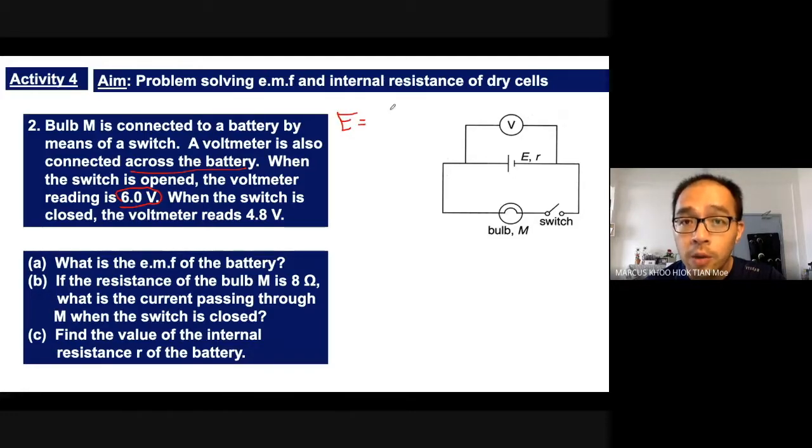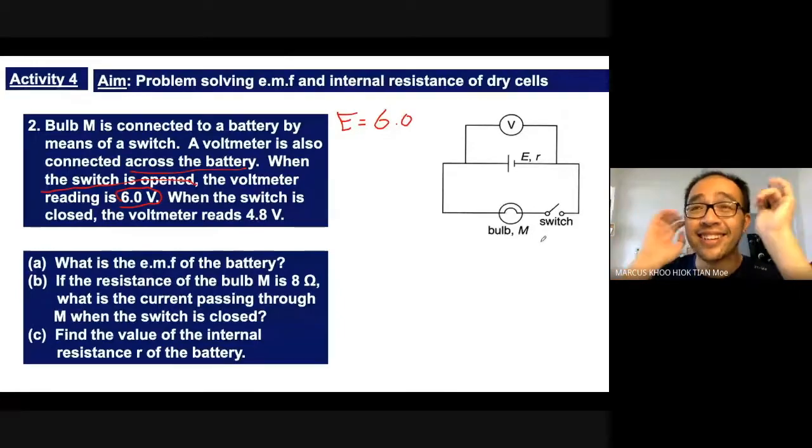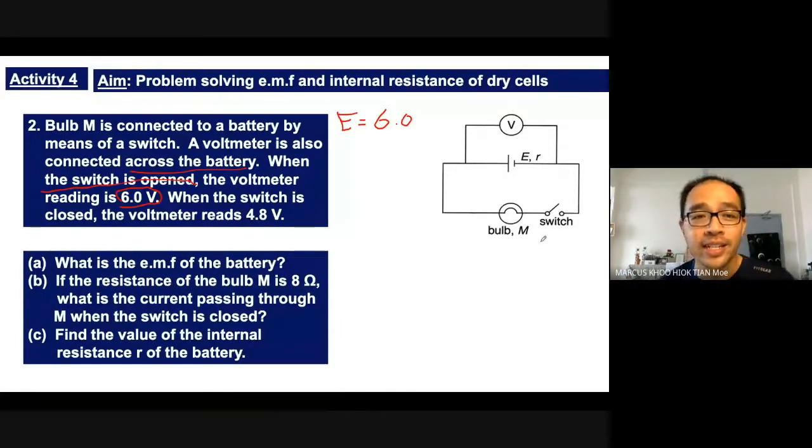How do you know that it is the E.M.F? Because of the words "when the switch is open". Switch is open is this condition, switch opened. This is a real complication. For those who normally speak standard Malay, switch closed and switch open, in scientific language, closed and open mean something different. When the switch is closed, the reading is 4.8 volts. That means the V is 4.8 volts.